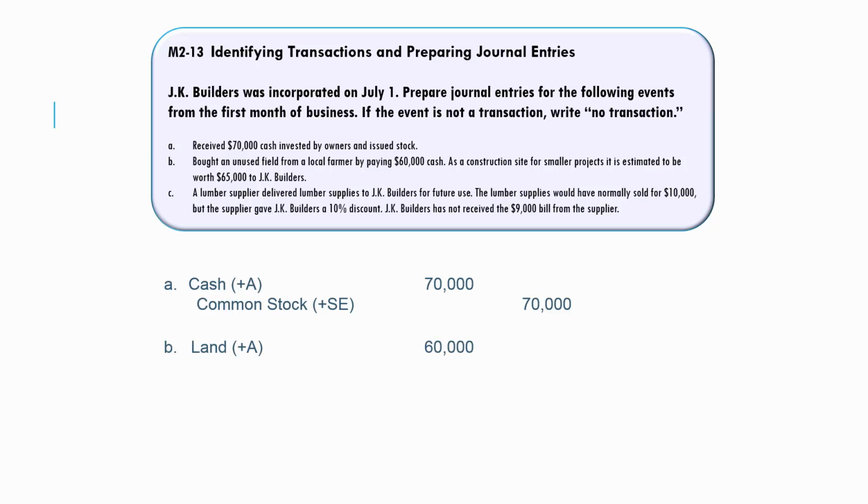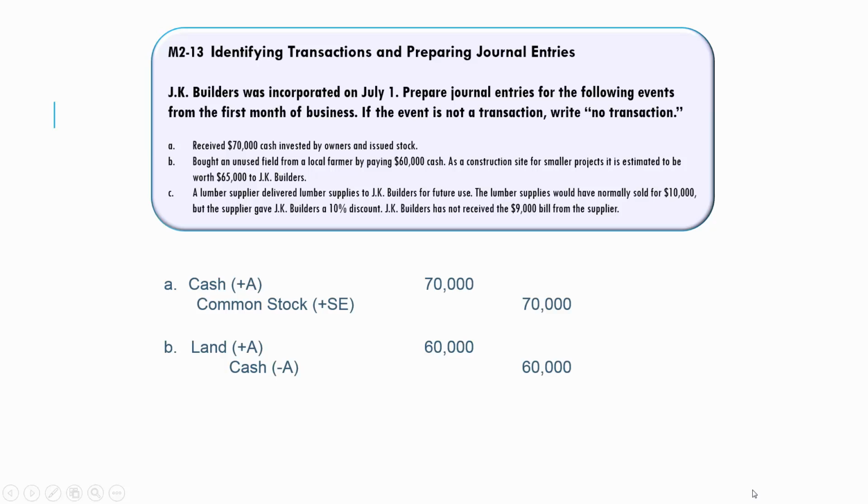Now we bought a field and we paid $60,000 cash for it. In this particular transaction, you can see that we have a field, and a field would be an asset. It's real estate. We are paying $60,000 for it, and so we are giving up another asset. So it's what I would call an asset swap.